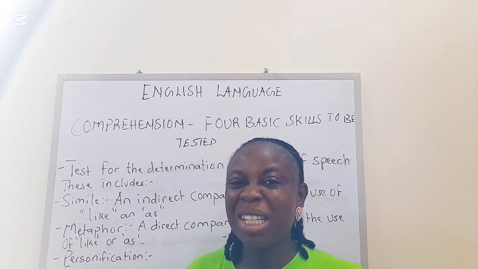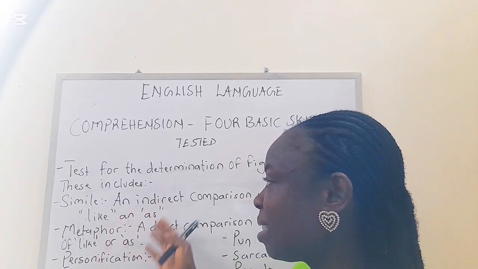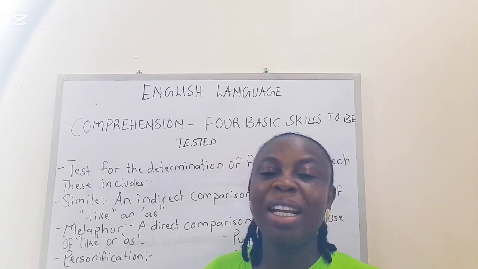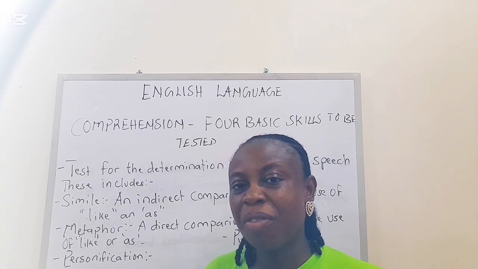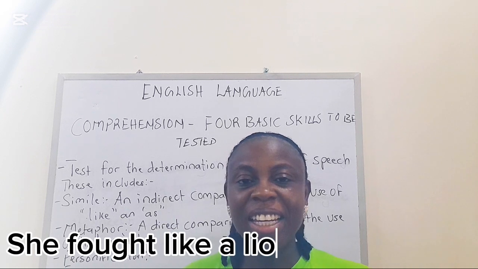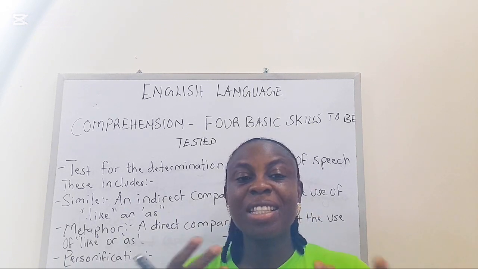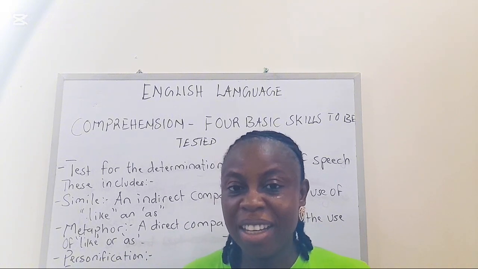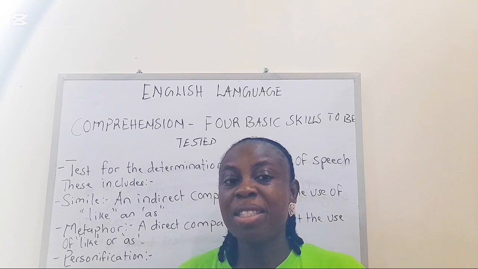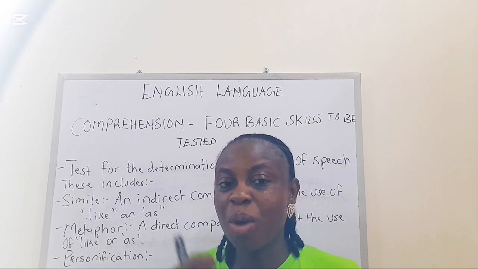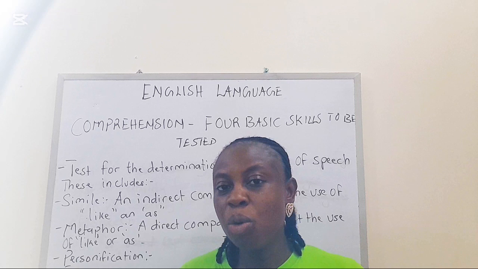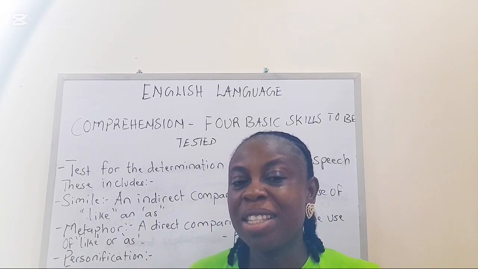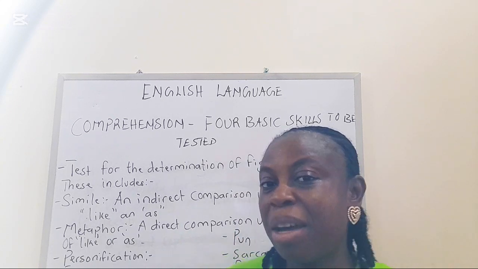Some of these figures of speech that are normally asked include simile. Simile is an indirect comparison using like or as. For example, if I make this statement, she fought like a lion in the fight. This adds color. It explains indirectly how this particular girl fought in a fight. So anytime you are given an expression and you are asked to identify the figure of speech, look for the presence of like or as. If the sentence has like or as, then know that this is a simile.